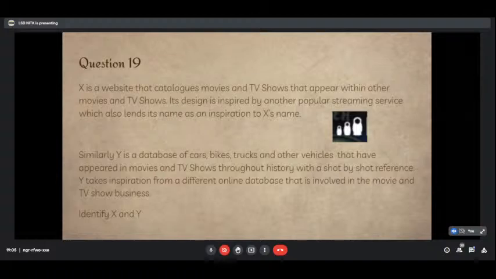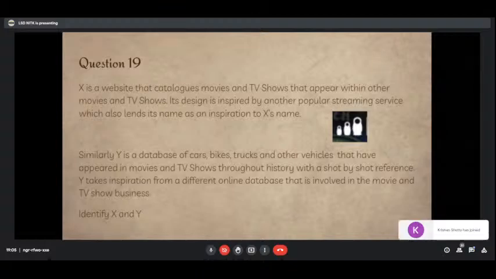So try and figure out what the name of the website is, considering the fact that it's been inspired by a very popular streaming service. Take a good look at the logo and the fact that we're talking about movies and TV shows inside another movie and TV show.